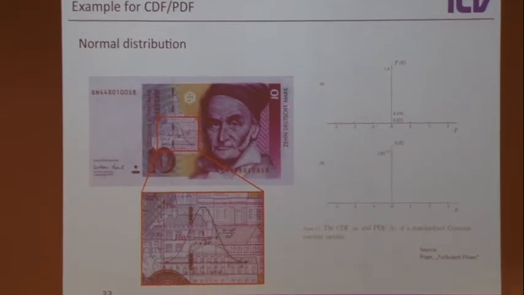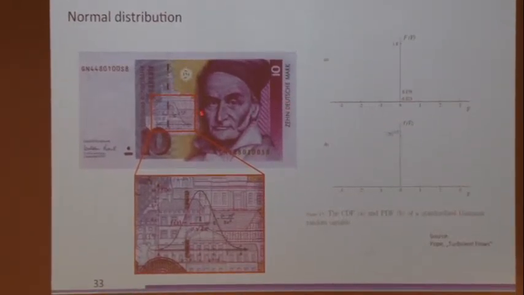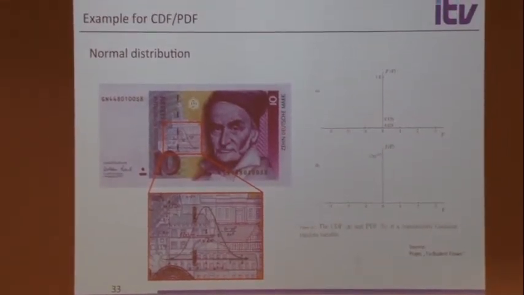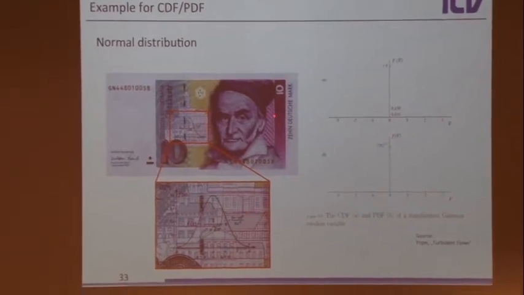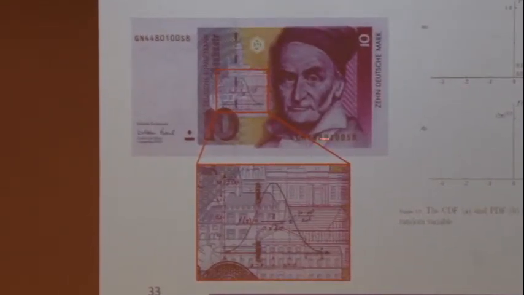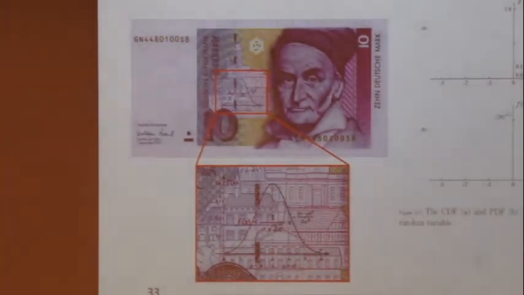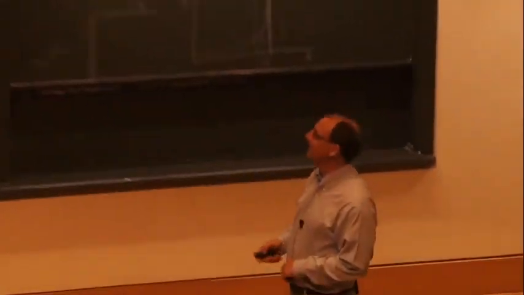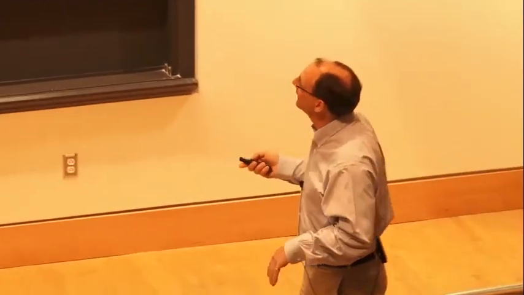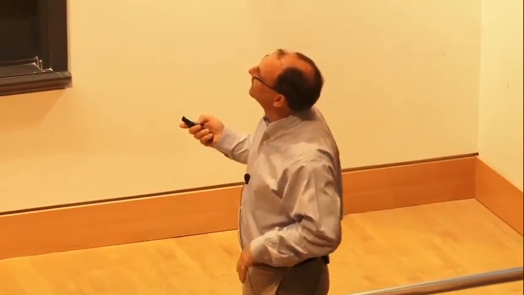This is a 10-mark bill. This is out of service now because we use euros in Germany, but this used to have a Gauss here, and the Gauss function used to be on this thing. So in the math exam, if you didn't know that, you just look at your... Nobody can say you can't carry money with you.